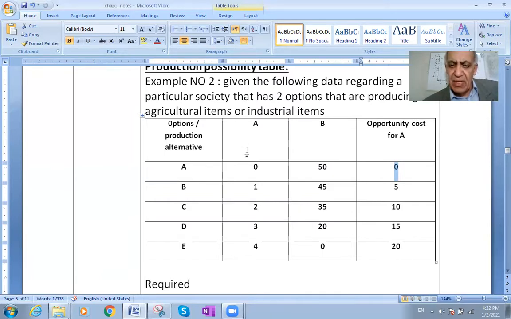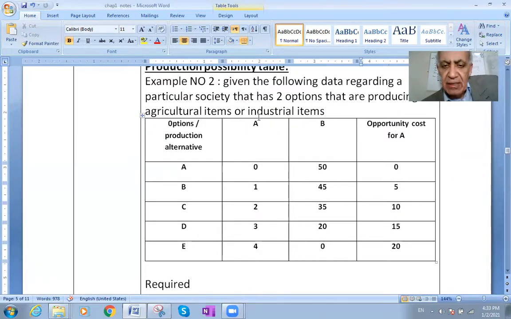Look at this. When you move on to produce 1 unit of A, you have 45 of B, so what you sacrifice is 50 minus 45. That comes to 5 units. Here, 35 minus 45, then you sacrifice 10 units of B. So it's the opportunity cost for A, because you sacrificed B to produce A. That's the meaning. Again, I would say.